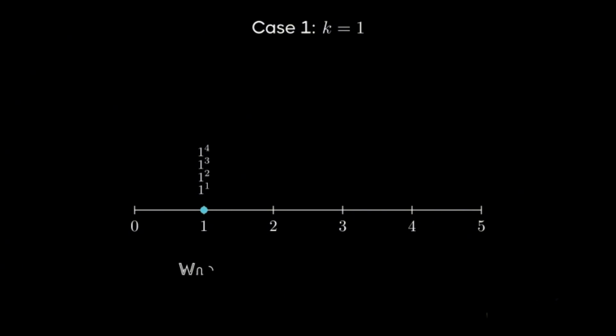This demonstrates an important insight. When k equals 1, n does not have to equal m for the equation to be true. For instance, 1 raised to the power of 5 equals 1 raised to the power of 100, but clearly 5 does not equal 100. This is why k cannot equal 1 for our original property to hold.